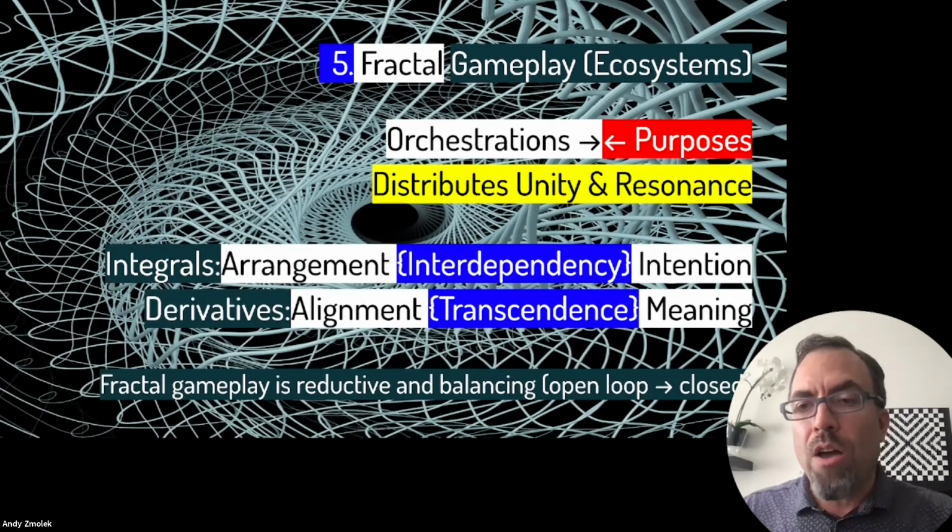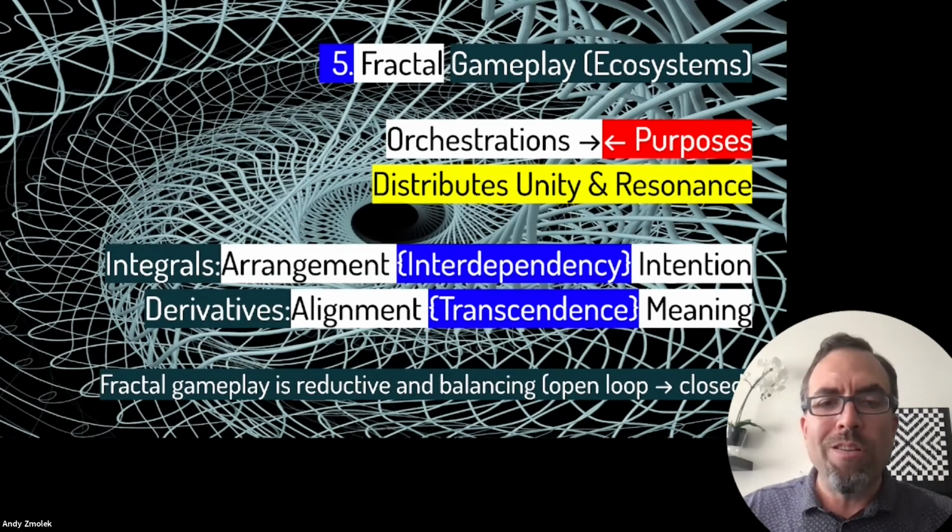And how do we take the smallest possible unit of purpose, the intention, and the smallest possible orchestration, the arrangement, and weave together effective interdependency? And how do we derive over time meaning and alignment? Now, I hate the New Agey form of the word here. I can't find a better one though. Transcendence, right? How do we transcend?